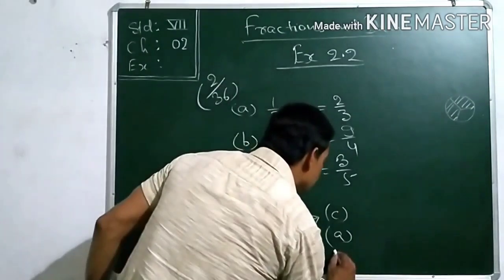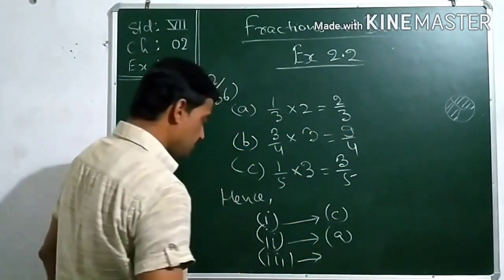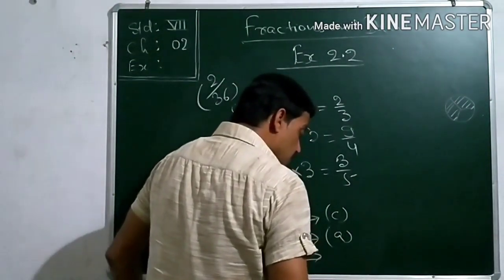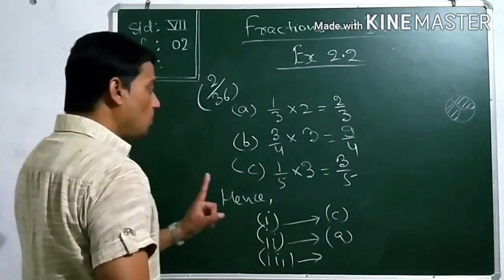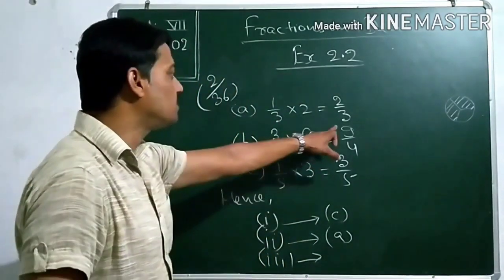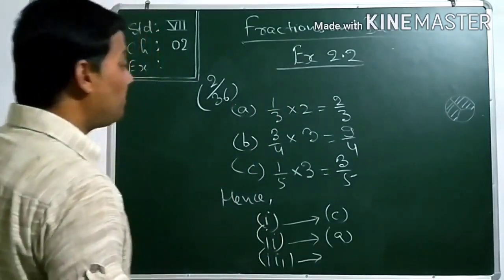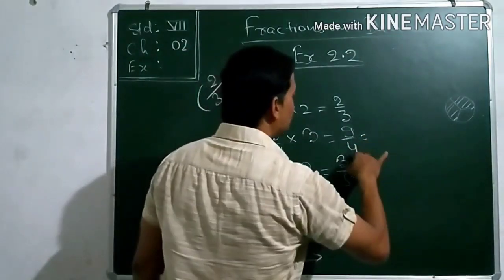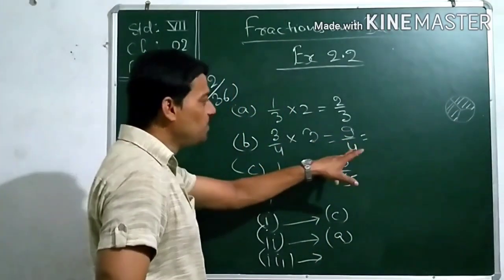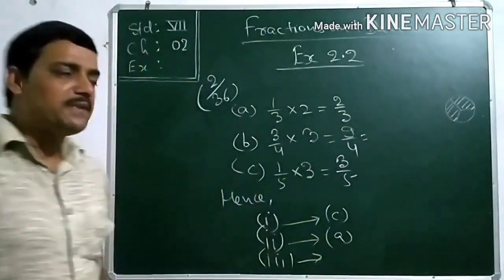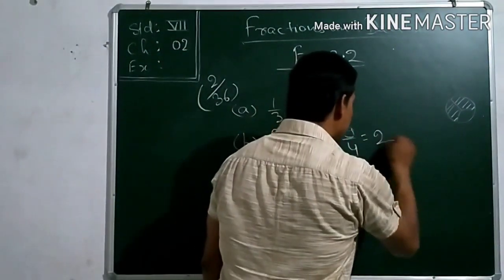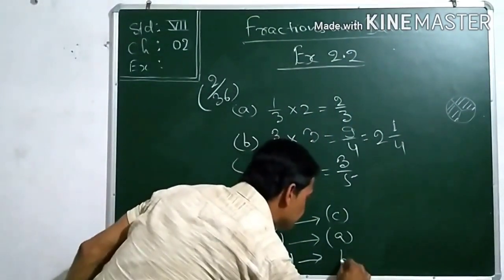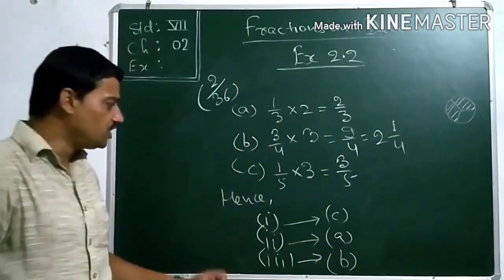Third, 3 by 5, where do we get? No. Third is 2 whole 1 by 4. Come to the numbers found out. Where we have left it, we are not having 2 whole 1 by 4. See here. This number is improper fraction. If you convert this number to the mixed fraction, then you will get 4 2s are 8, 2 whole 1 by 4. Hence, the third one will be matching to the B. I think the sum is very much clear to you.